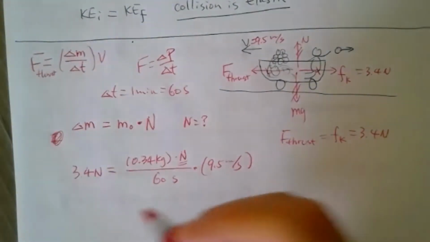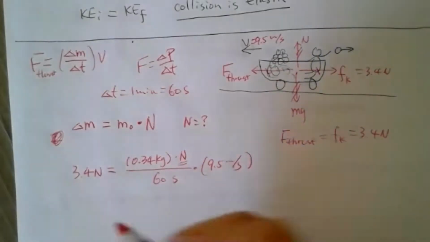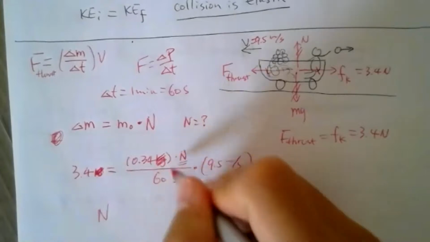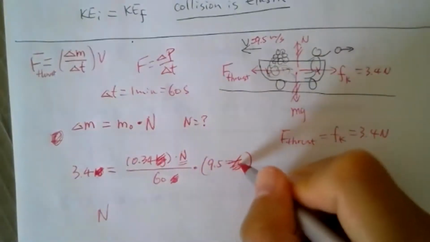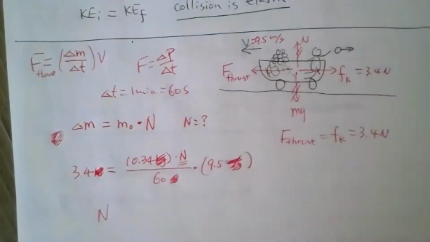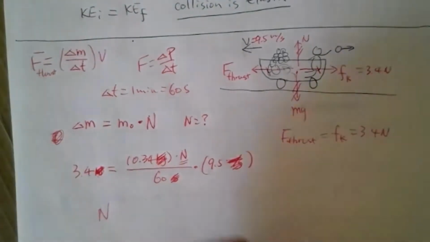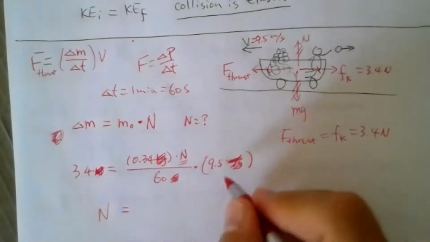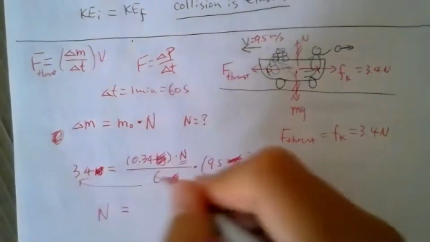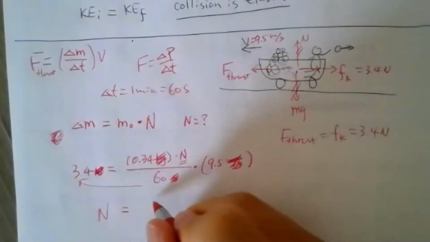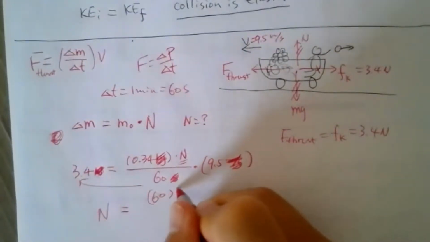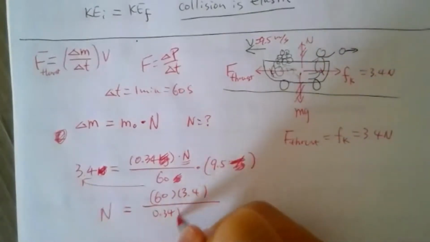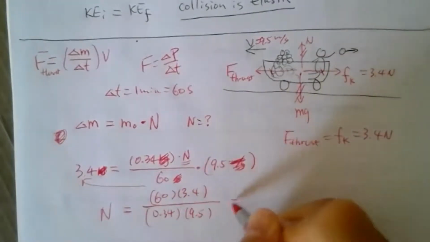But then you solve for n here. Let's just drop the units, because we have everything in SI units. Not to be confused, the symbol m here stands for the number of rocks. So that's equal to, you want to isolate that, right? So put everything to the other side of the equation. The denominator becomes the numerator, so 60 times 3.4, divided by 0.34 times 9.5.